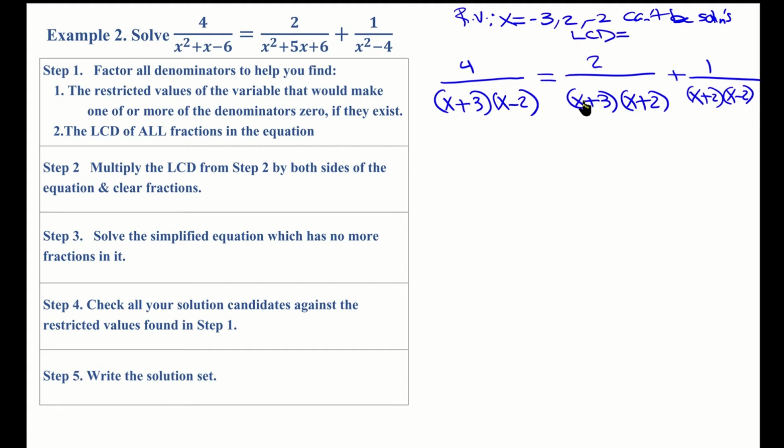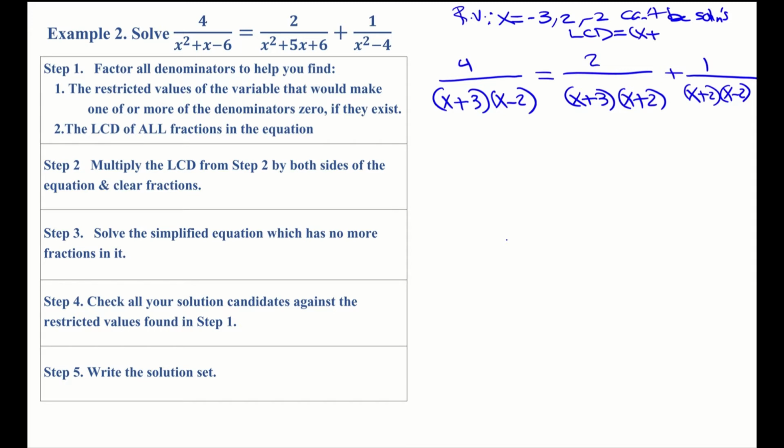Notice the LCD is going to be the product of the highest power of each factor. So we notice for x plus 3, the highest power is 1, right? Both of these are first power. X minus 2 appears twice. Highest power in either one is 1. And x plus 2 occurs once, and it has a highest power of 1. So we're going to have one factor of x plus 3, one factor of x minus 2, and one factor of x plus 2 in our LCD.